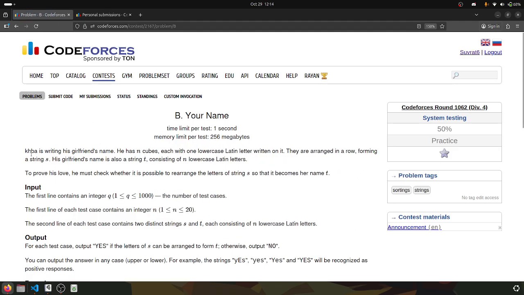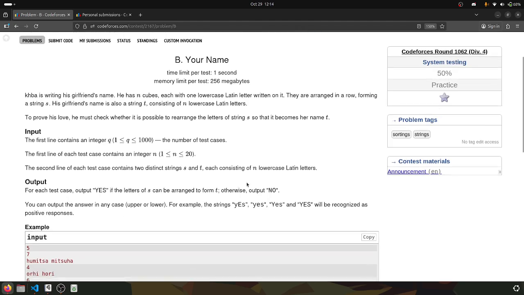So problem B is, Kirba is writing his girlfriend's name. He has n cubes, each with one lowercase Latin letter written on it. They are arranged in a row forming a string S. His girlfriend's name is also a string T consisting of n lowercase Latin letters. To prove his love, he must check whether it is possible to rearrange the letters of string S so that it becomes her name T.